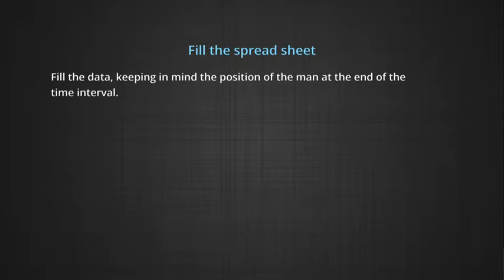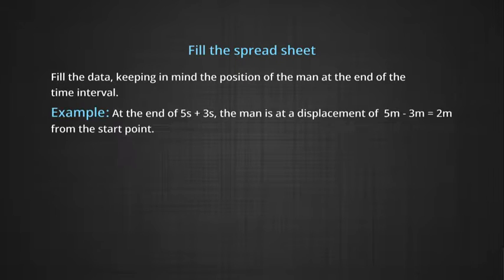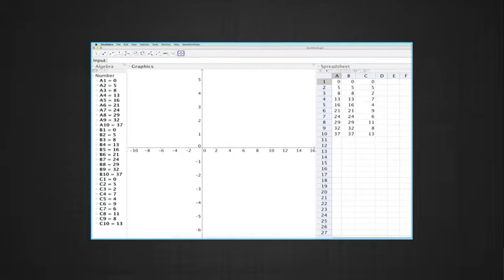So, you fill the data keeping in mind the position of the man at the end of time interval. Example, at the end of 5 seconds plus 3 seconds, the man is at a displacement of 5 meters minus 3 meters equal to 2 meters from start. So, our spreadsheet will look like this. In the first column, the time will go 0, 5, 8, 13. Why like this? Why not continuous time? Because at the end of 5 seconds, he is changing his position for 3 seconds going backwards.